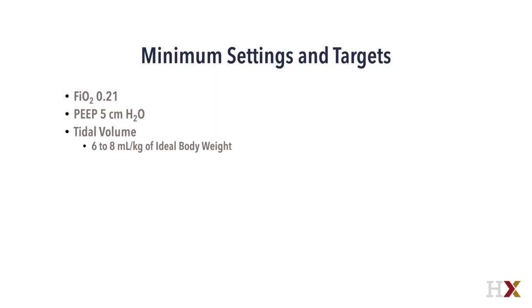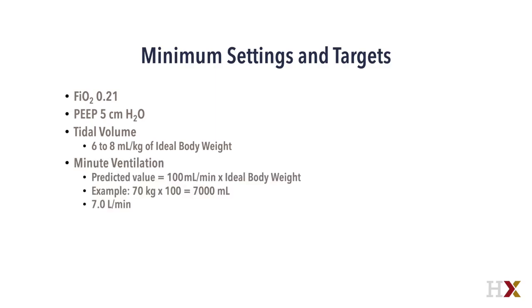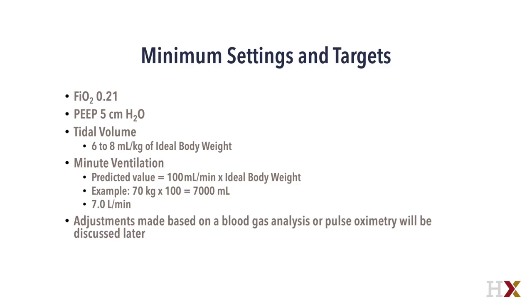The respiratory rate when using assist control modes, I will describe in a moment, should be set at least high enough to achieve a minute ventilation that is predicted for the patient, or set even higher if the patient has a known acid-base disturbance at the time of intubation. Predicted minute ventilation can be determined by multiplying ideal body weight of the patient by 100 milliliters per minute. In this example, an ideal body weight of 70 kilograms leads to a predicted minute ventilation required of 7 liters per minute. Adjustments made based on blood gas analysis or pulse oximetry will be discussed later.